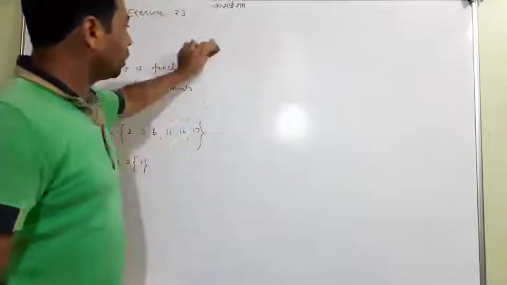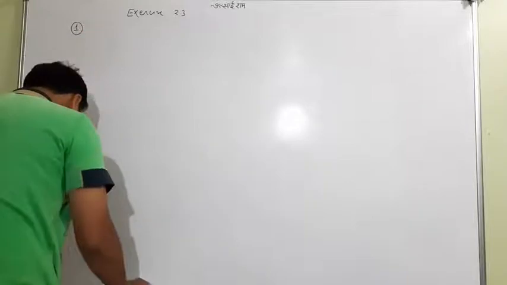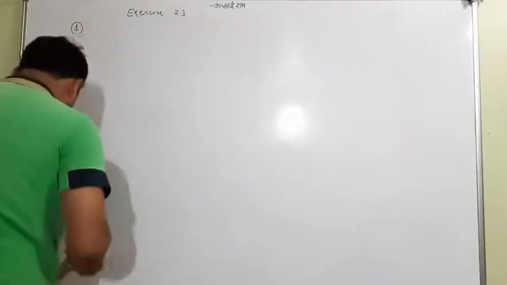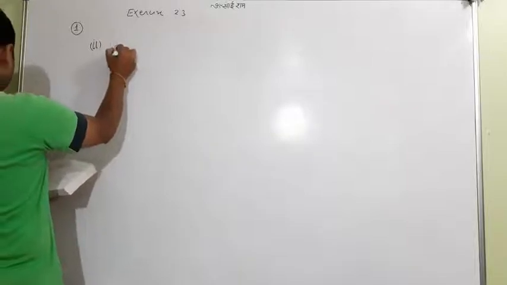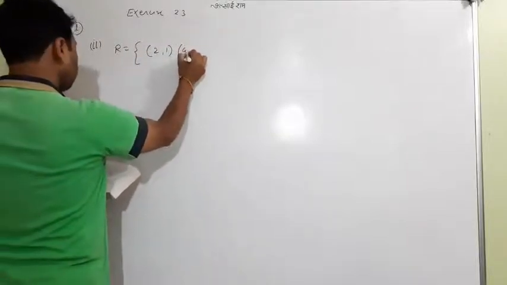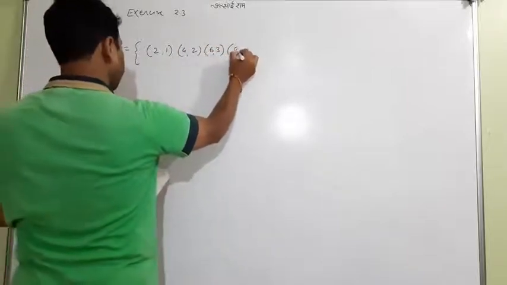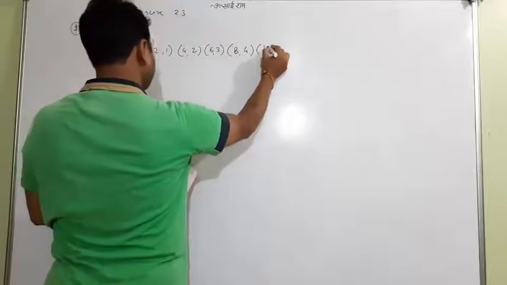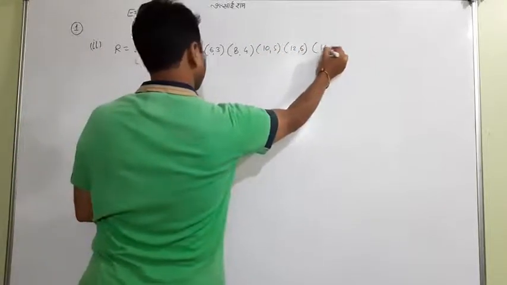Now go on to the second question. What is question number 2? Look at question number 2 there. Suppose the relation is (2, 1), (4, 2), (6, 3), (8, 4), (10, 5), (12, 6), (14, 7).